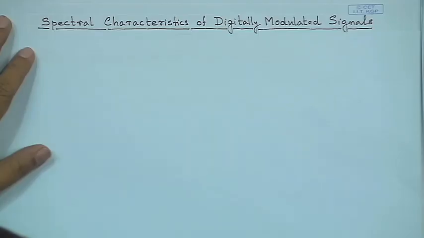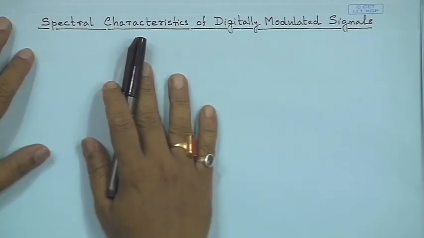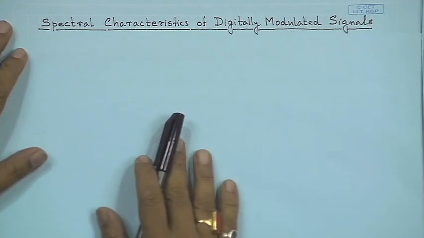So, what we thought is probably it is wise to look at the power spectral densities or the spectral characteristics of signals before we conclude our discussion on modulation techniques and before we move on to the receiver structures. So, we begin our discussion today by looking at the spectral characteristics of digitally modulated signals. So, this is our main interest today.